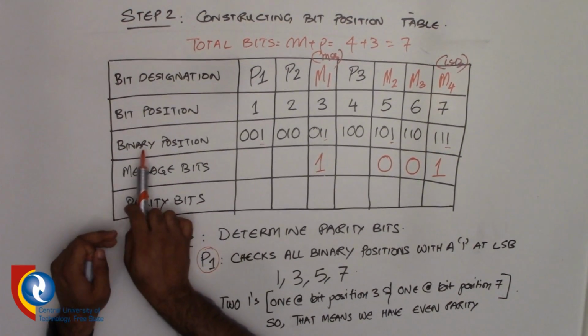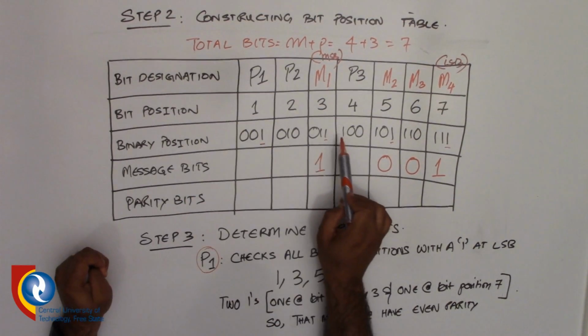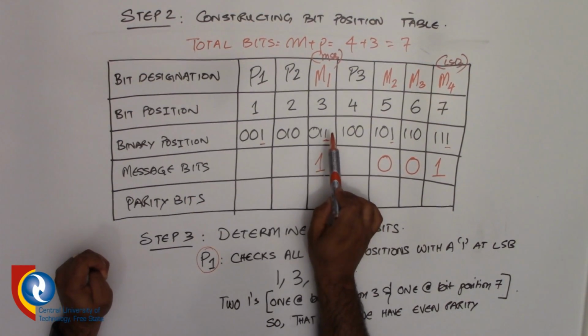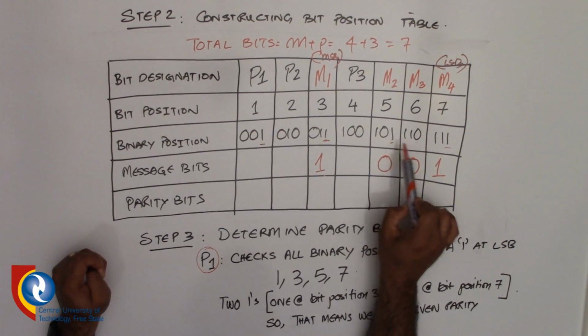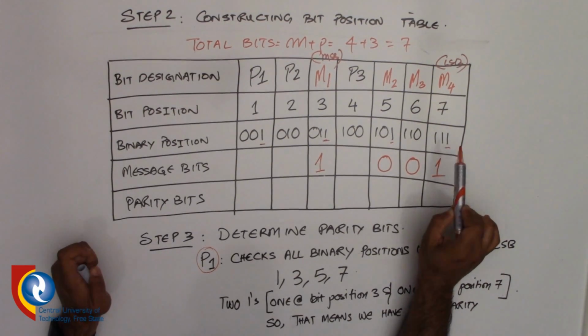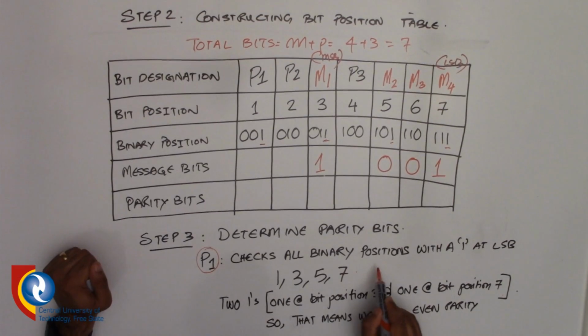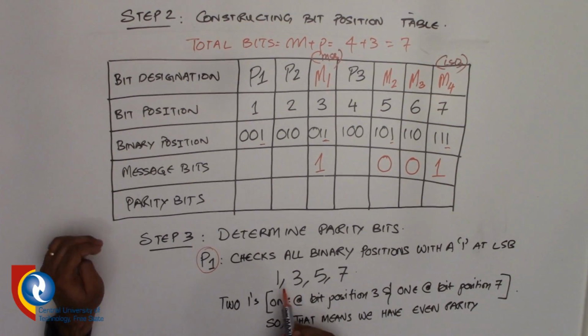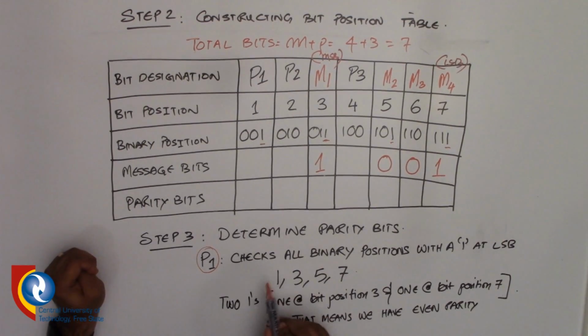We look at the binary positions: we have a 1 at the LSB in bit position 1, a 1 at the LSB in bit position 3, a 1 at the LSB in bit position 5, and a 1 at binary position 7. So that's how we get these values of 1, 3, 5, and 7. We are basically checking bit positions 1, 3, 5, and 7 for errors using this first check.